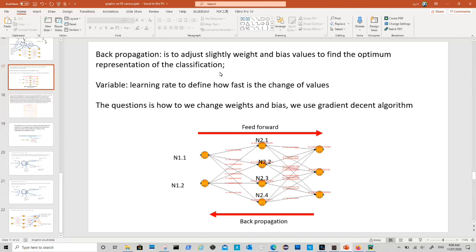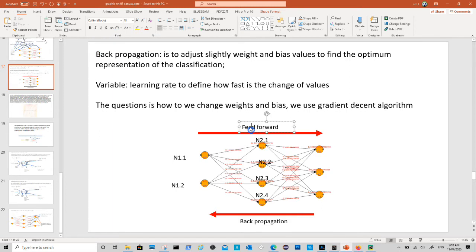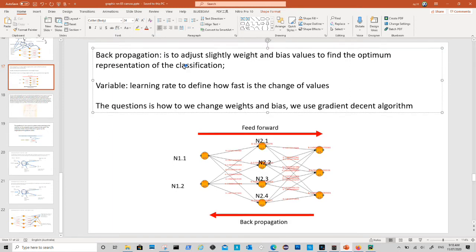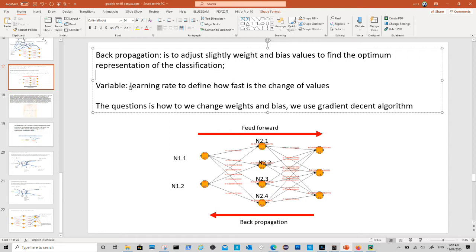In the last video we talked about feed forward. In this video we will discuss backpropagation. Backpropagation is to adjust slightly weight and bias values to find the optimum representation of the classification. There is one user-defined variable, the learning rate, which determines how fast we are going to adjust weights and biases. We use an algorithm called gradient descent to do this.